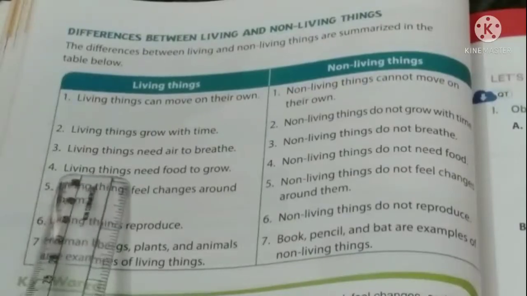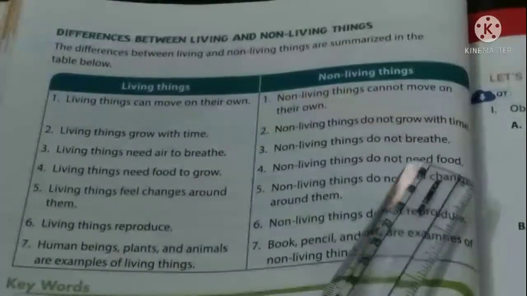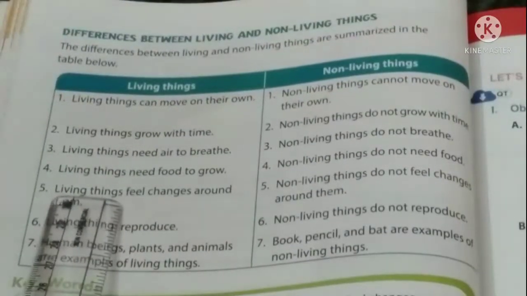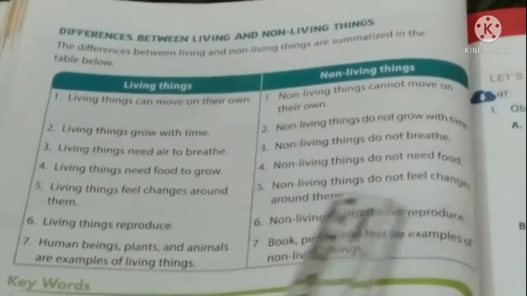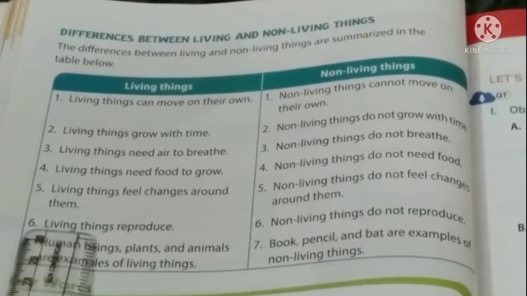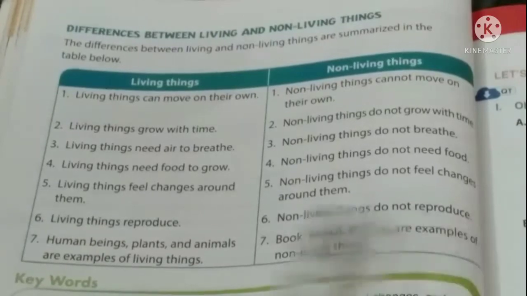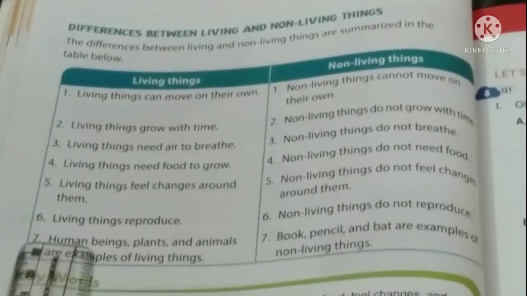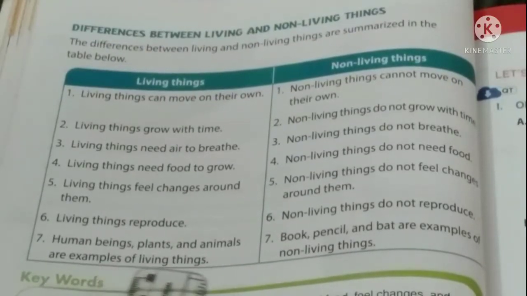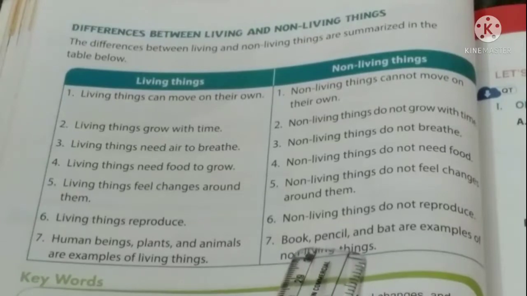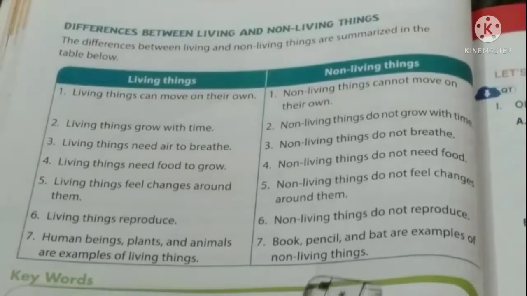Fourth point, living things need food to grow. Non-living things do not need food. Fifth point, living things feel changes around them. Non-living things do not feel changes around them. Sixth point, living things reproduce. Non-living things do not reproduce. Seventh point, human beings, plants and animals are examples of living things. Book, pencil and bat are examples of non-living things.